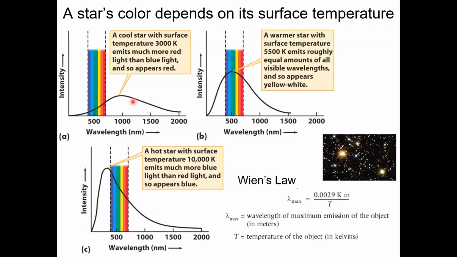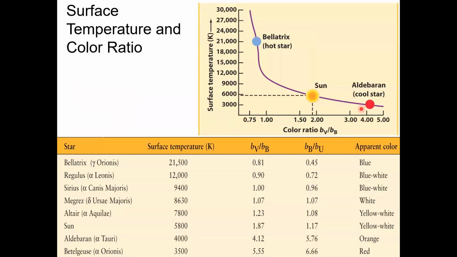So any star which has its peak right over here, red, or after red, you will always see it like red, and you know it's a cooler star. So Aldebaran is red, so it's a cooler star. It's cooler than the sun. And if you look at Bellatrix, it's kind of blue. It's a hot star. And here you can see this table, some stars that you know of.